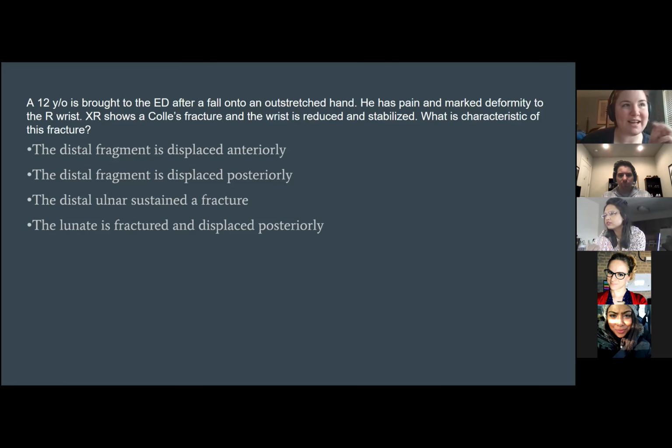Okay, yeah, this really stuck when Brady was talking about it. Most of you are getting this. So it's going to be displaced posteriorly. The distal fragment is displaced posteriorly. So please remember the difference between these two.